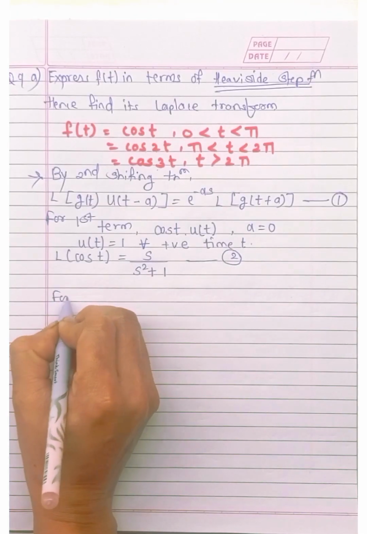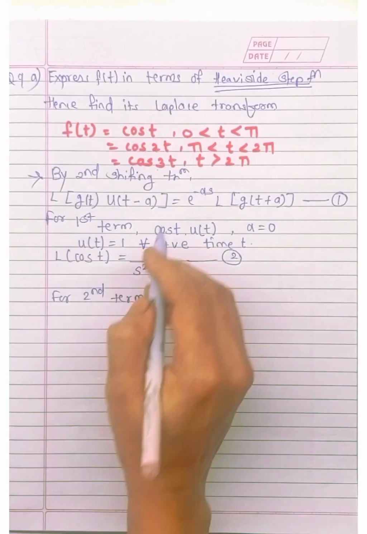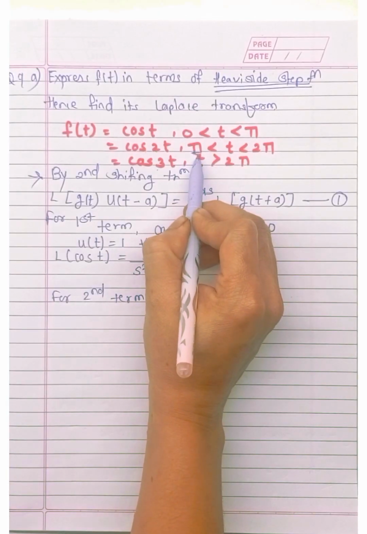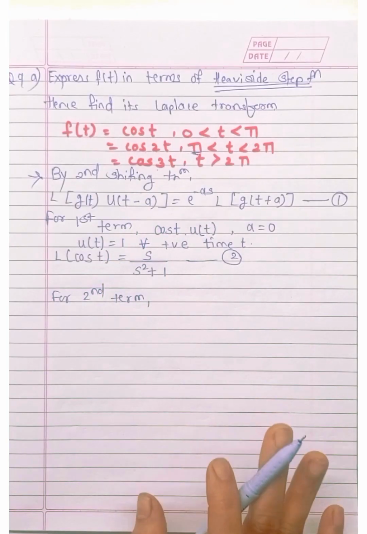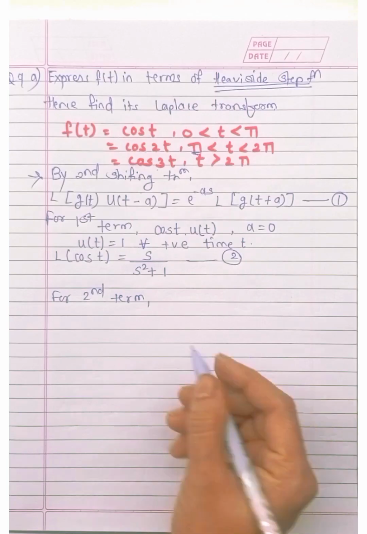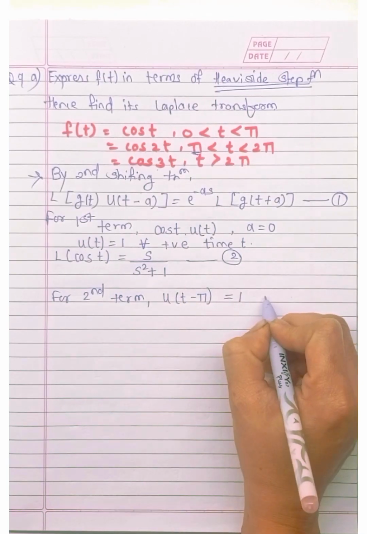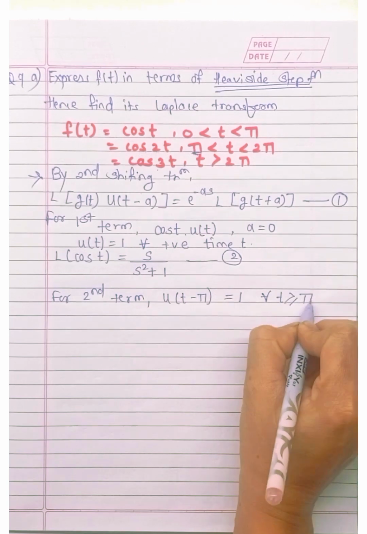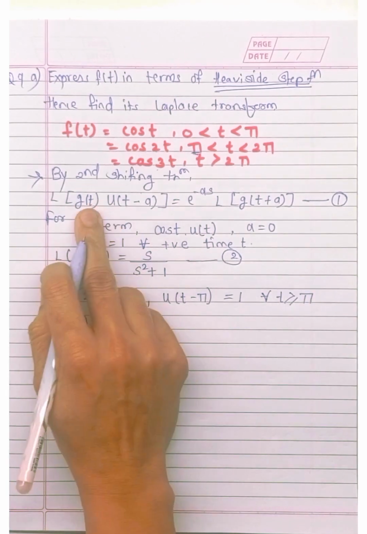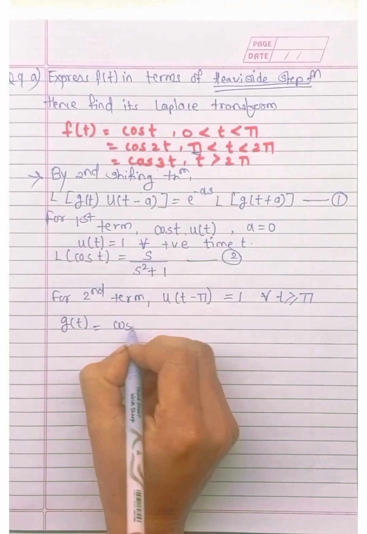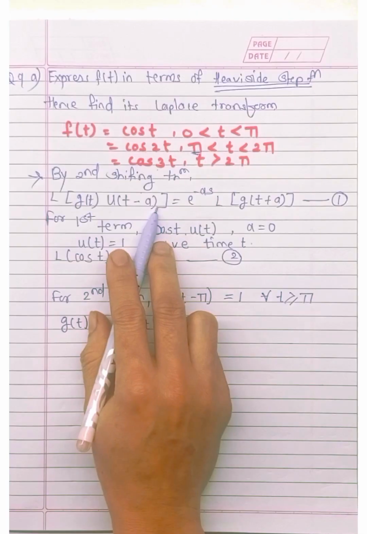Now we are solving for the second term. Now we are in the second term, the switch happens at a equals pi. When applying the second shifting theorem to find the Laplace transform, we evaluate the function in the region where it is active. So step function u of t minus pi is treated as 1 for all t greater than or equal to pi. So that's why I am writing here the value of g of t is cos 2t minus cos t only, because u of t minus pi is 1.